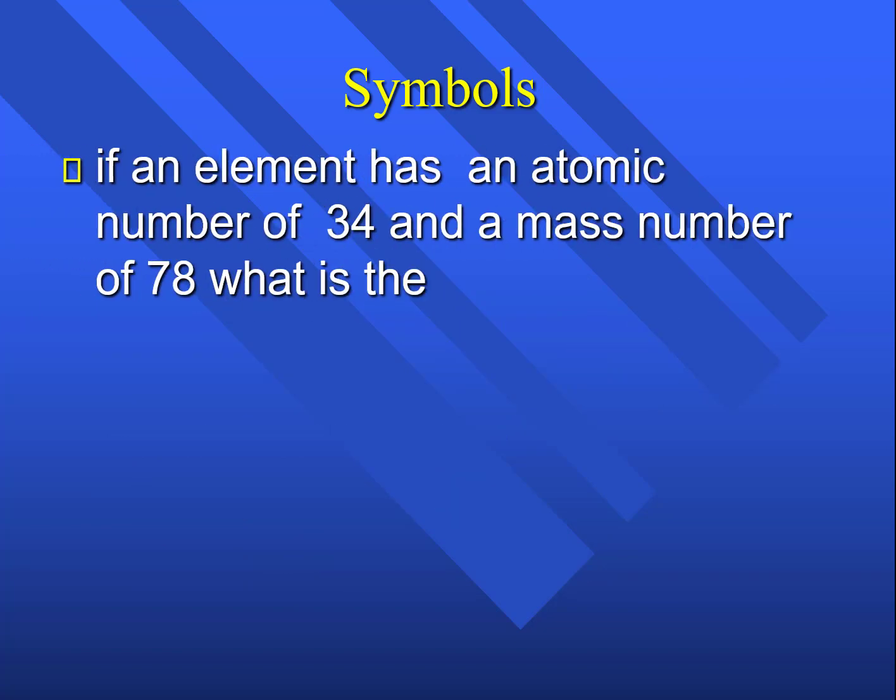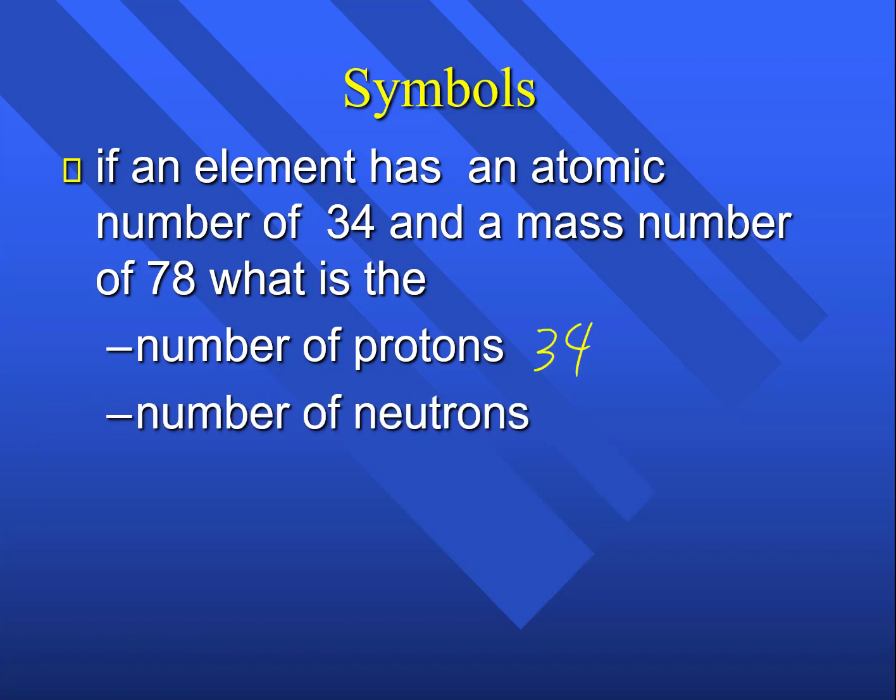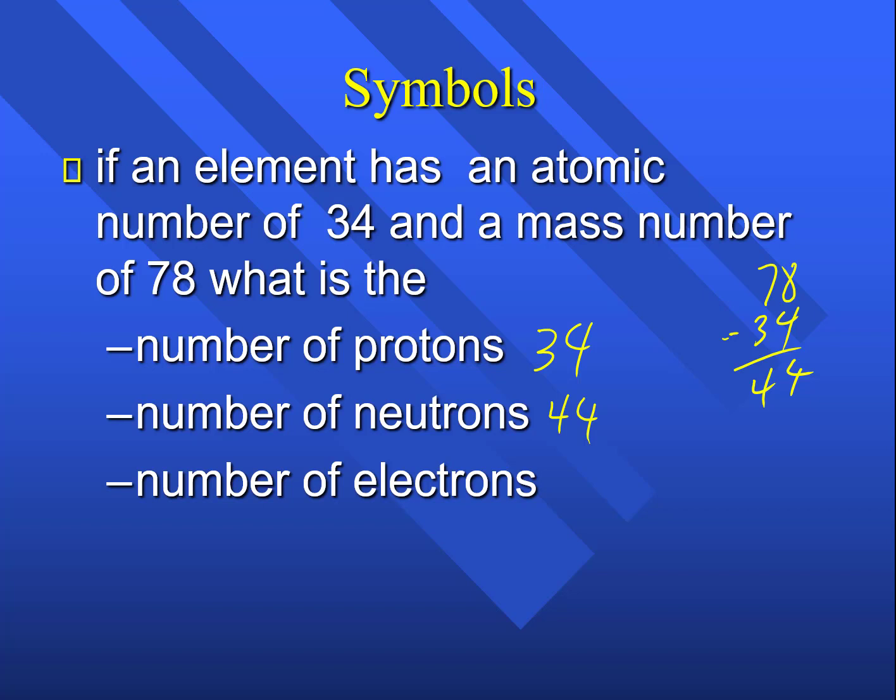Okay. An atomic number of 34 and a mass number of 78. What is the number of protons? Protons is the same as the atomic number, so that is 34. Number of neutrons. Okay, we're going to have to work out some subtraction issues. Okay, we did addition. Okay, number of electrons. 34. We're getting better at this.